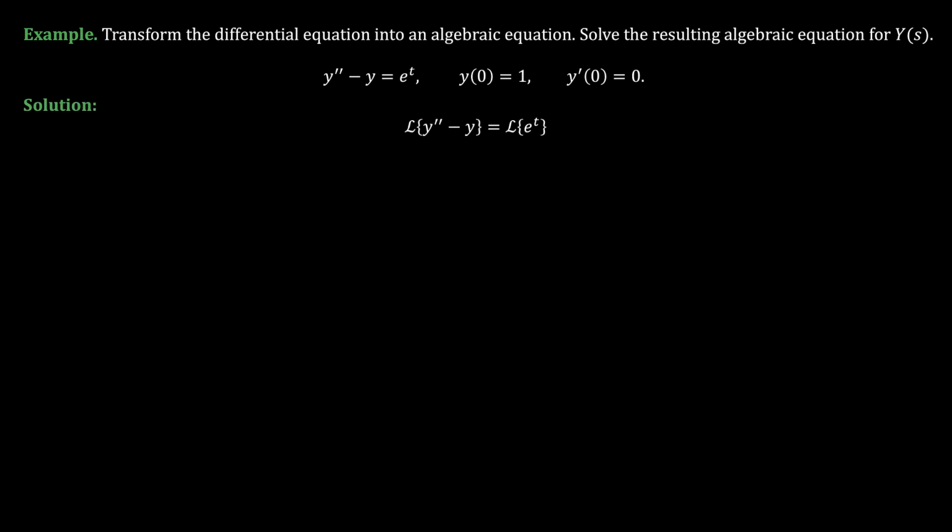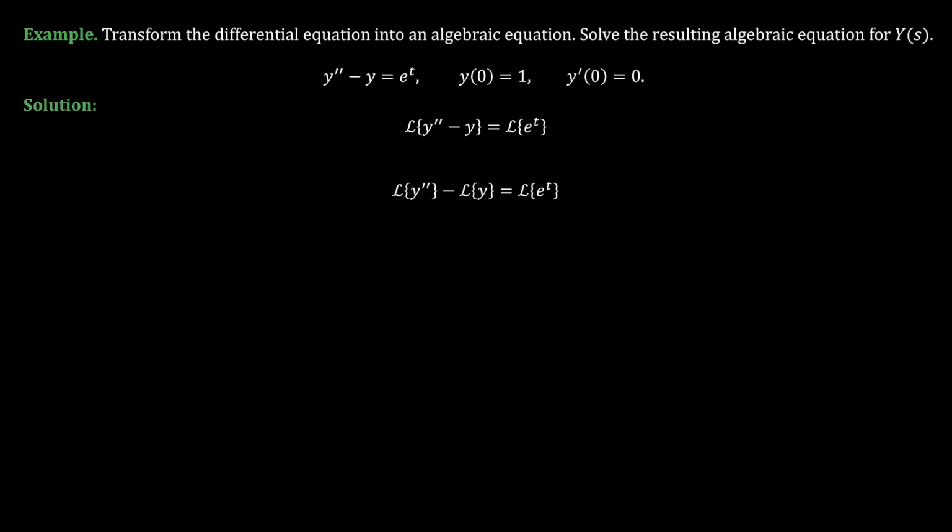So in order to solve this, first we're going to apply the Laplace transform to both sides of the differential equation. So on the left-hand side here, I have the Laplace transform of y double prime minus y equals the Laplace transform of e to the t. All right, I'm going to go ahead and use the linearity of the Laplace transform operator. And all that means is on the left-hand side, I can just apply the Laplace transform term by term. So on the left-hand side, I have the Laplace transform of y double prime minus the Laplace transform of y.